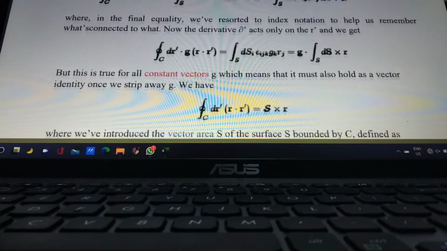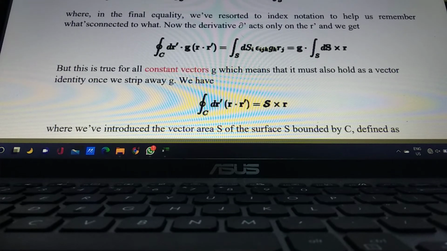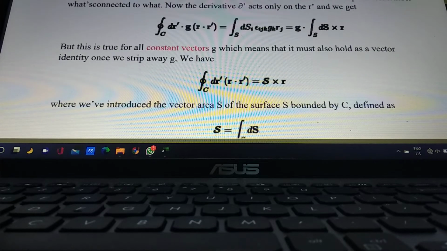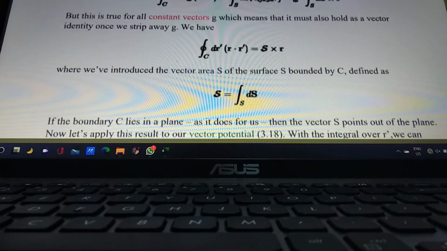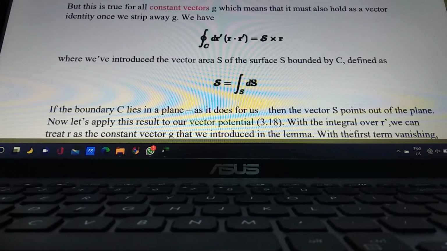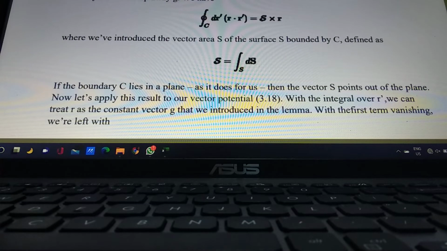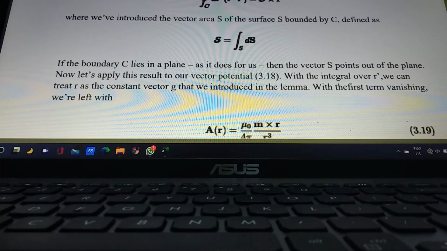We get the integral over C of dr' times g·r times r' equal to the integral over S of dS_i ε_ijk g_k r_j, equal to g times the integral over S of dS times r. But this is true for all constant vectors g, which means that it must also hold as a vector identity.